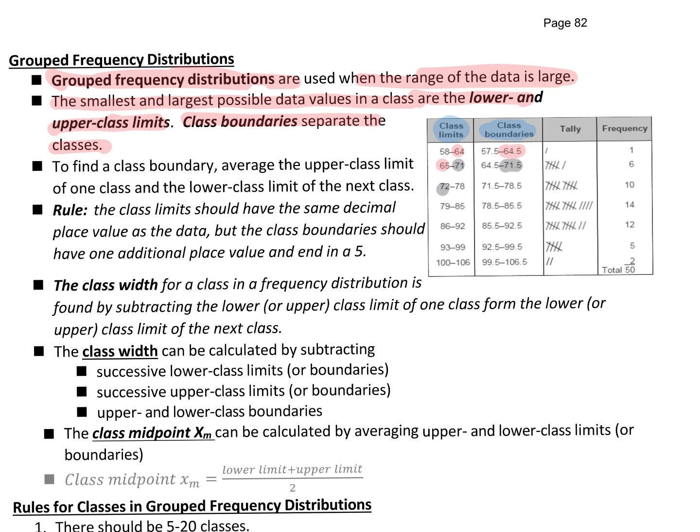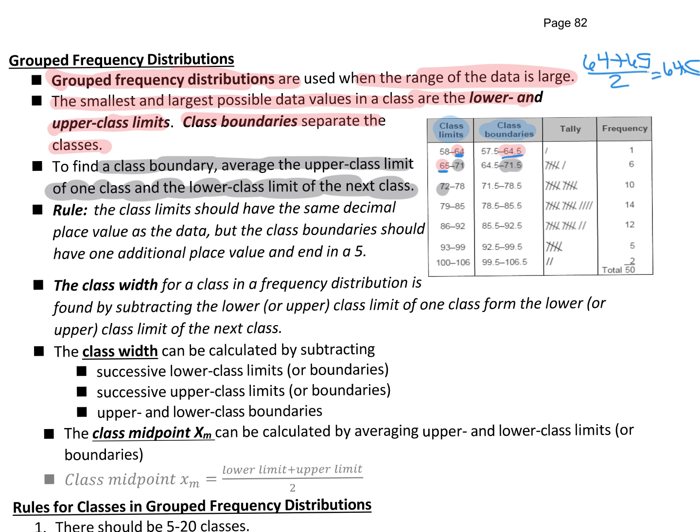So to find a class boundary, average the upper class limit of one class and the lower class limit of the next class, okay? And that's basically what I was just talking about. So this 64 would be considered the upper class limit, and then the next class, 65, is the lower. And so to do the average, we would just do 64 plus 65, and we would divide that by 2, and we would get 64.5, which would help us with our boundary.